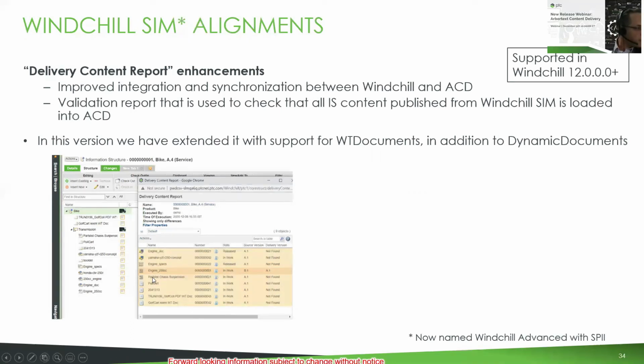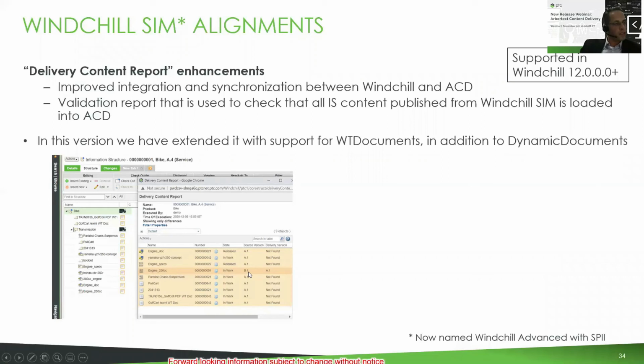As you can see, this is just an example that I'm sharing here. The first 5 are the dynamic documents. It includes any of the graphics as well as part list, etc. And you have the last 4 capturing documents that are currently WT documents. You can see what is the latest version in the source system, which is the SIM system in our example, and what is the latest version that has been pushed forward to the delivery system, which is ACD.